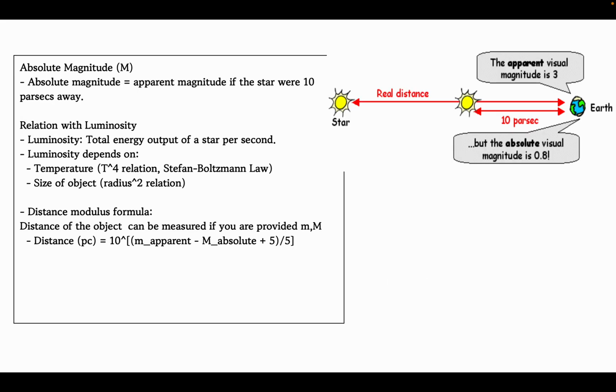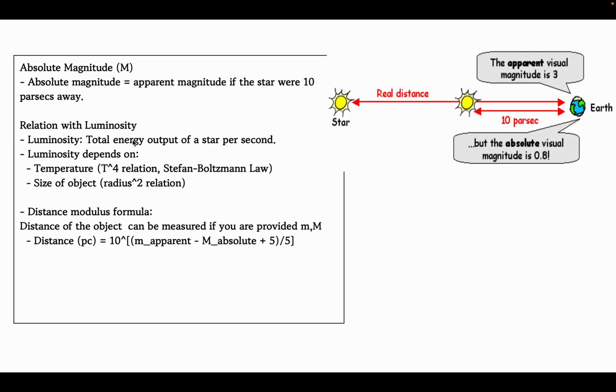Now it comes to absolute magnitude. Absolute magnitude is equal to the apparent magnitude if a star was placed 10 parsecs away. Suppose you are detecting a star, and this is the real distance to the star. The star is very big, and it is greater than, suppose, 10 parsecs. So if you place the star 10 parsecs away from you, the apparent magnitude that will be visible is equal to the absolute magnitude.